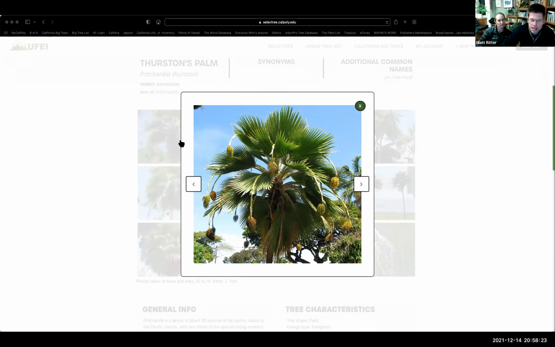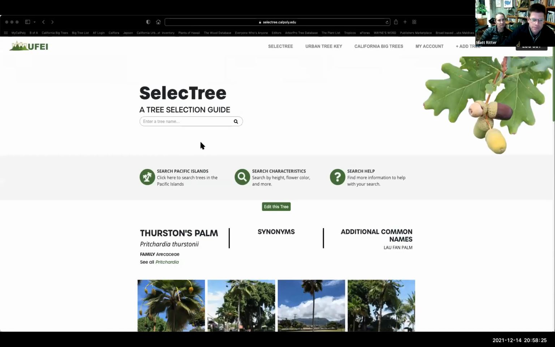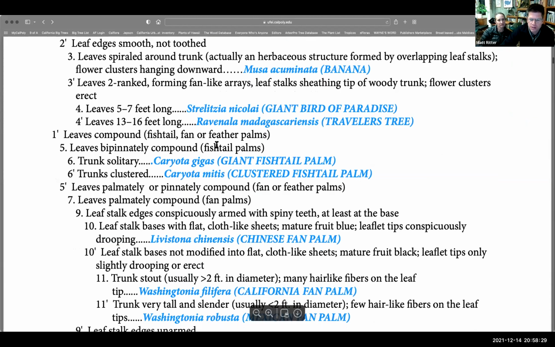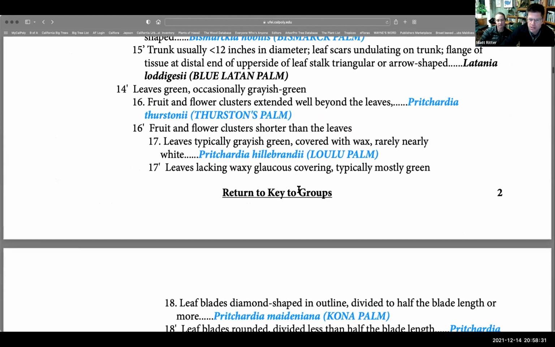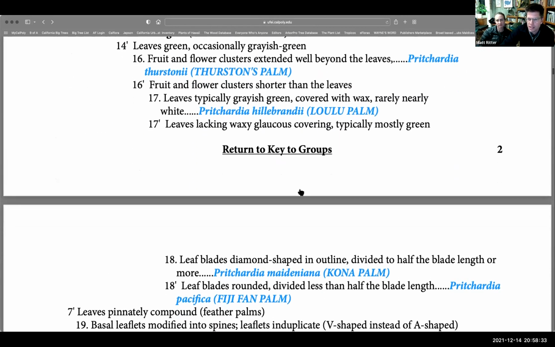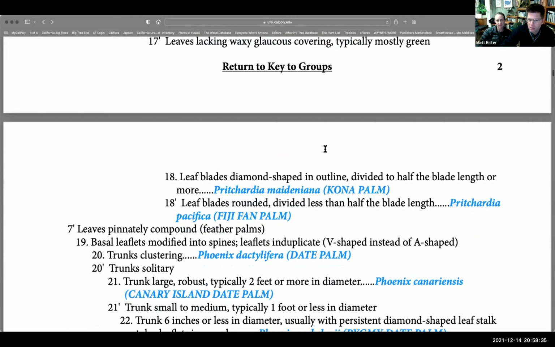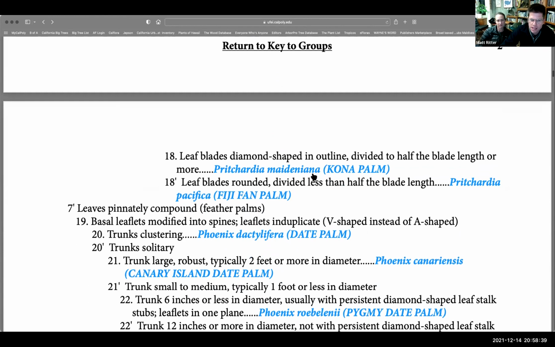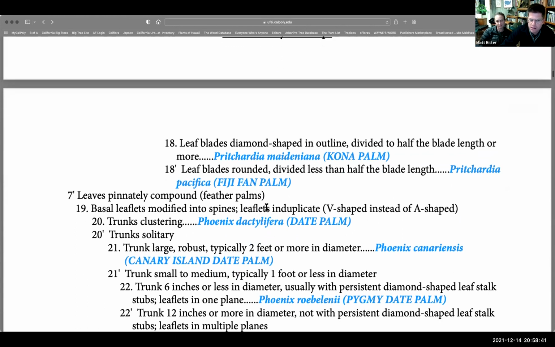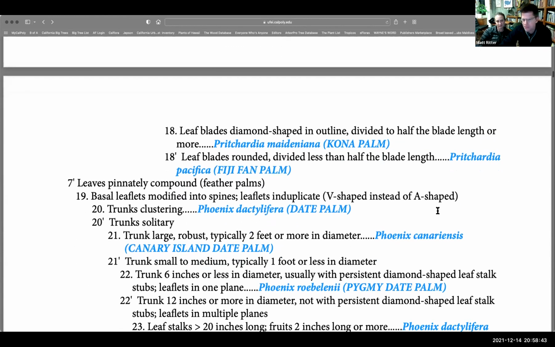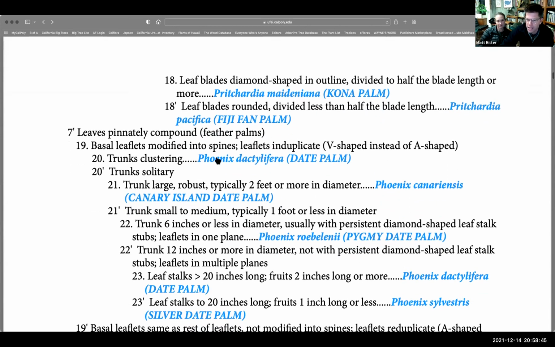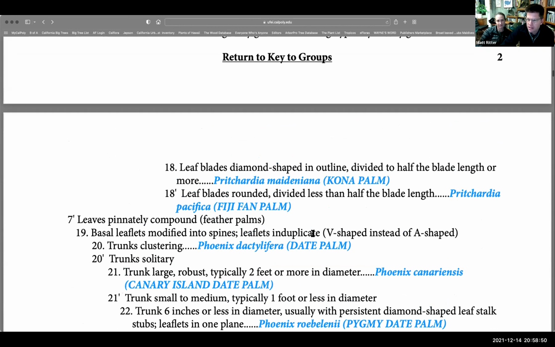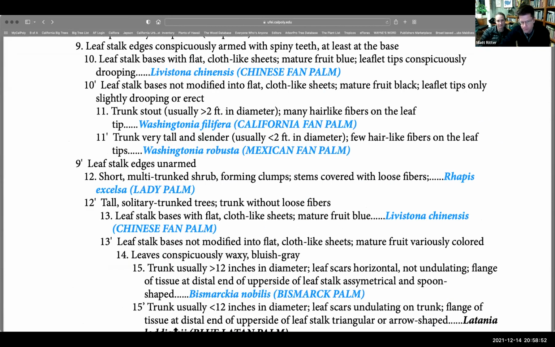Let me close this out. I'll go back, and go to here. So all of this document tells you the differences between the different Loulu palms. Pritchardia maideni has these diamond-shaped leaves in outline. Then the Fiji fan palm is here too, and you can link to each one of them. What's the difference between all the different Phoenix, all the date palms? They're all here as well. So this document has all of that stuff. I'm going to stop the share.